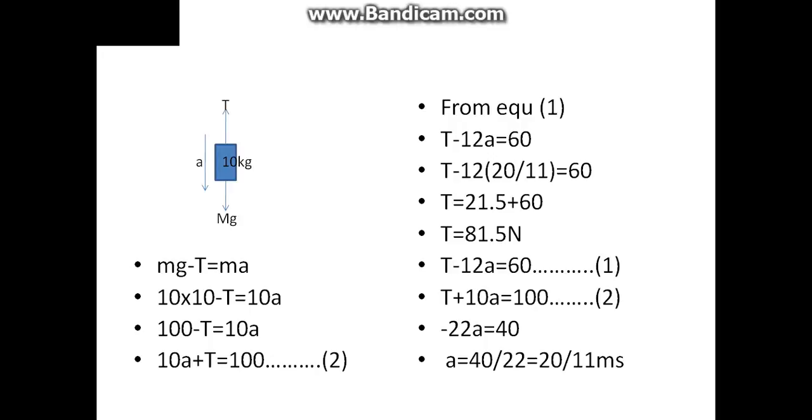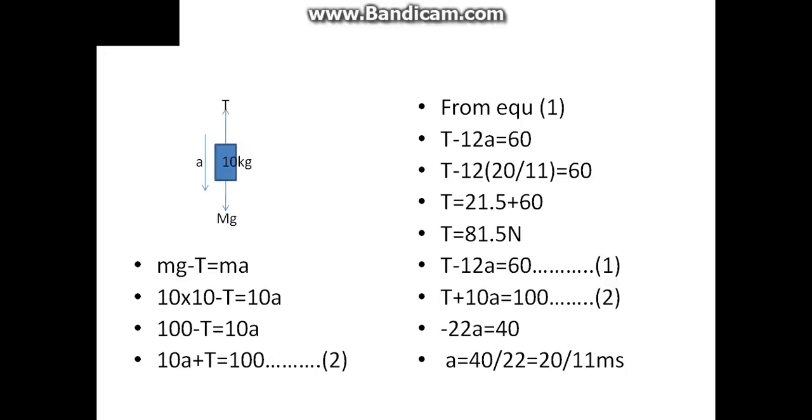Then, using the elimination method to solve the simultaneous equations 1 and 2, we subtract the tension and now have minus 22A is equal to minus 40. Therefore, A is equal to 40 over 22, which will now give us 20 over 11.